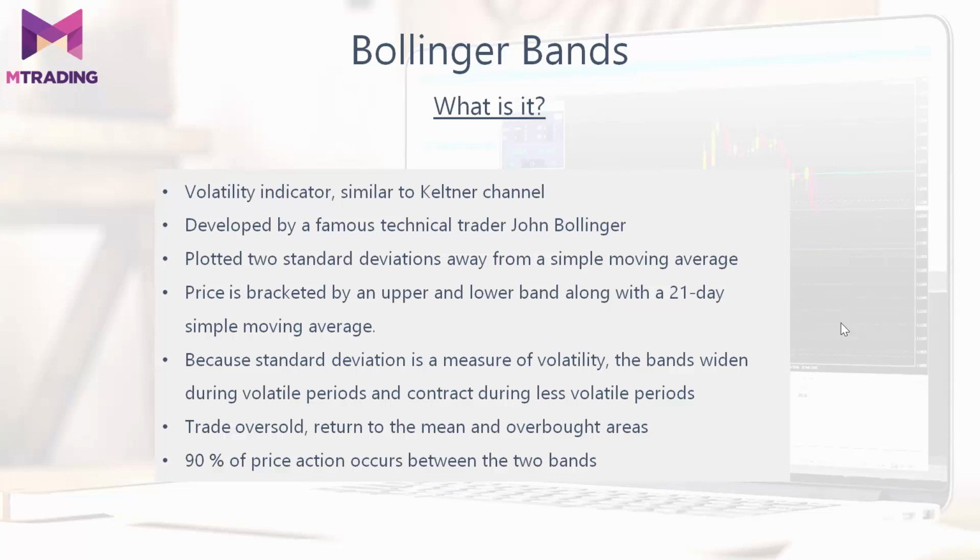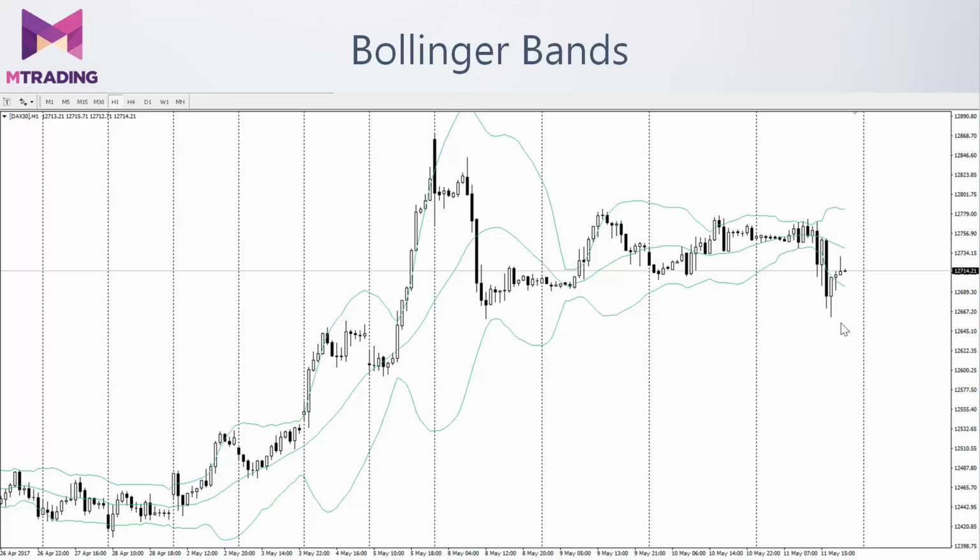Moving average is something we're going to talk about later on. But as standard deviation is a measure of volatility, the bands widen during volatile periods and contract during less volatile periods. The trading strategy is based on entering trades at oversold, overbought, and the mean areas, as 90% of the price action occurs between the two bands. This is what it would look like on the chart. As you can see, the price line in the middle is the 21-day simple moving average, and it is considered the mean price. Then you have the two brackets around it.